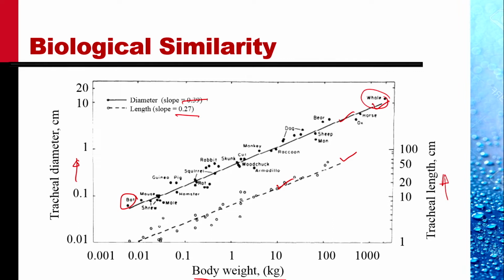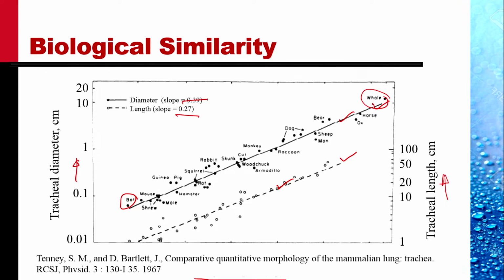So over this whole region, from a bat weighing less than 100 grams to a whale over 2000 kilograms, the trachea is scaled by mass raised to power 1/3. A very good agreement, I would say. This data is taken from this paper.